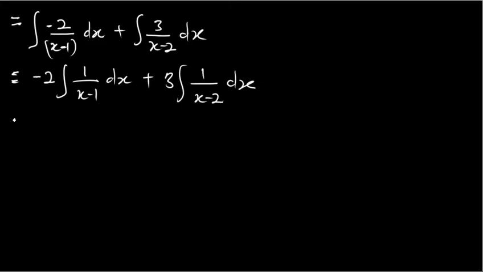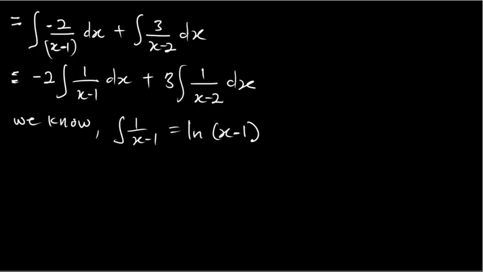But we know that the integral of 1 on x minus 1 will be equal to what? ln of x minus 1. The same thing, the integral of 1 on x minus 2 will be ln of x minus 2. So can we bring it back here?